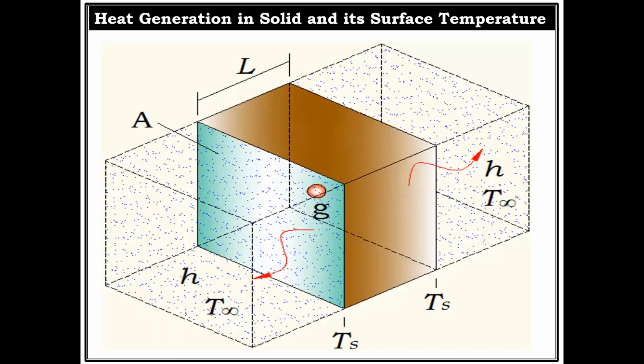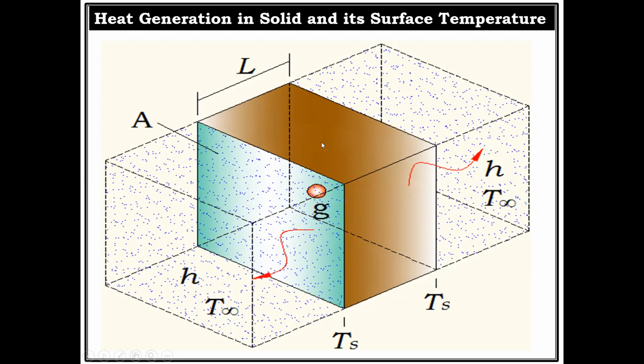Now suppose we are considering any solid, but for our geometry point of view we consider a wall having a thickness L, cross sectional area A, and a heat generation source, small g. This is the intensity of heat generation. The intensity of heat generation is in watt per meter cube, that is, per unit volume. It is the heat generation rate.